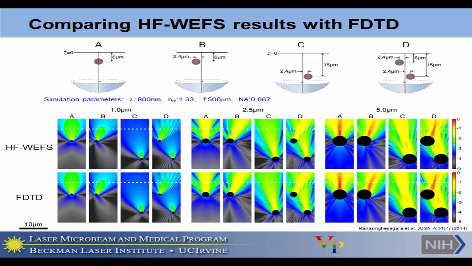Yeah. Do you want to tell us? Maybe you could tell us the time difference between those two lines. FDTD would be taking much more time than HF-WEFS. What roughly is the comparison?